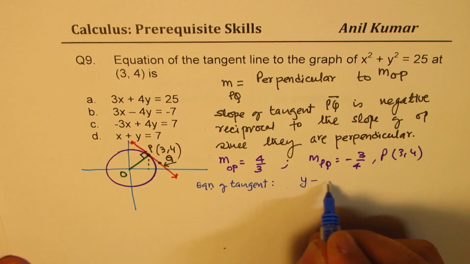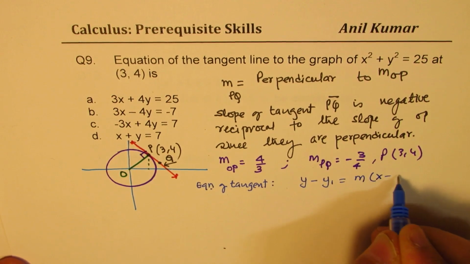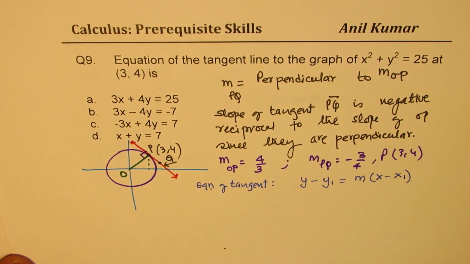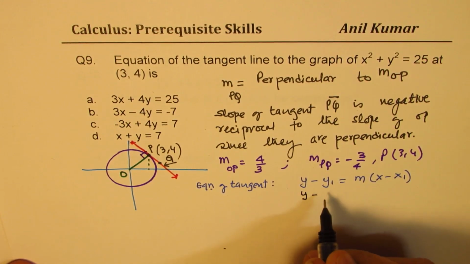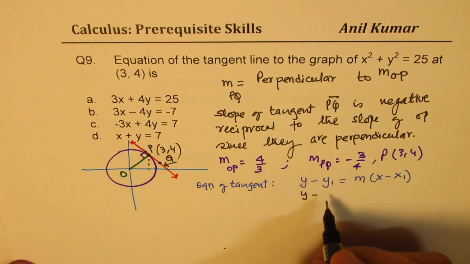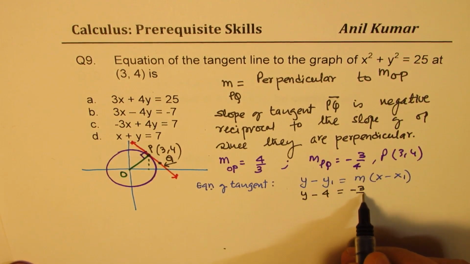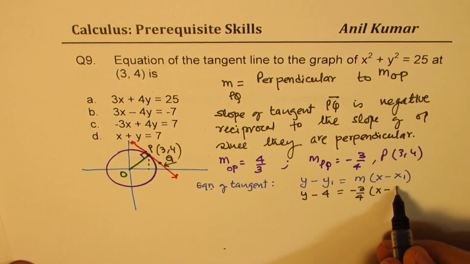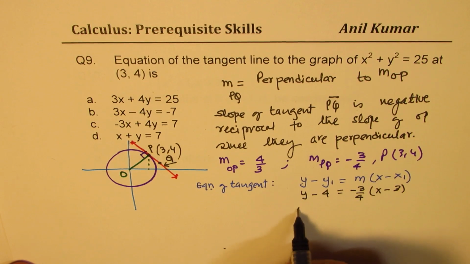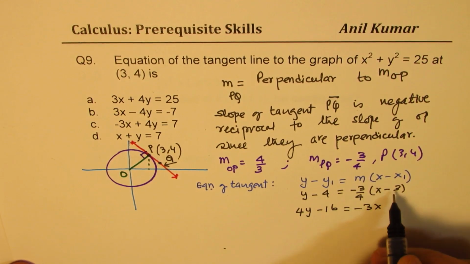We are going to use the formula y minus y1 equals m times x minus x1, correct? To get the answer in standard form. So what we get here is y minus 4, since the point is (3, 4), equals the slope, which is minus 3 over 4, times x minus 3, since the x value is 3. Multiplying by 4, we get 4y minus 16 equals minus 3x.